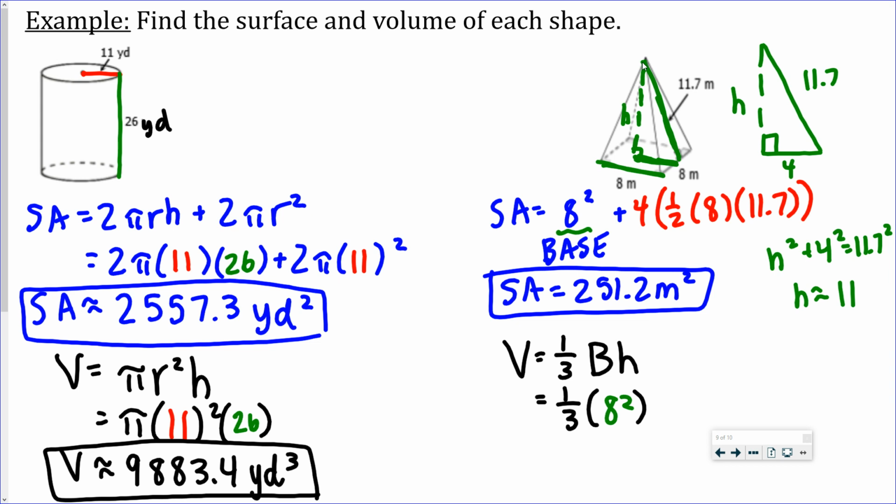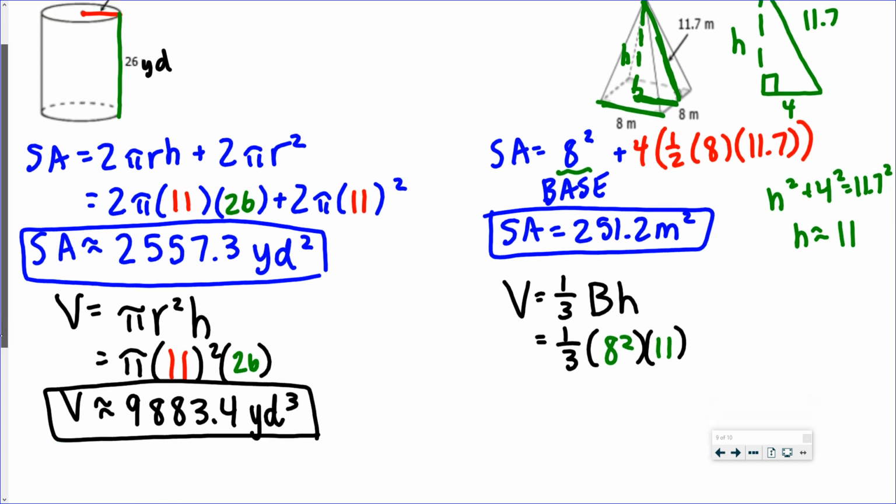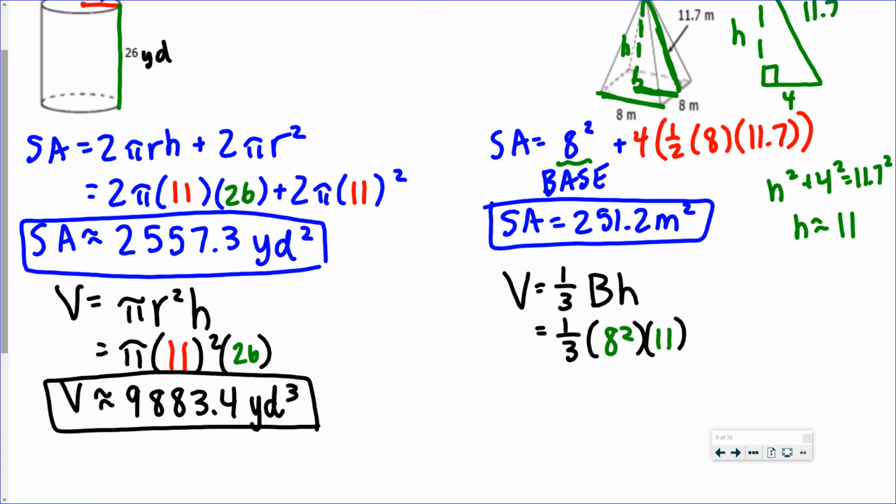And we're going to do one more like this. But that height would be about 11. Okay. And for that final answer, I got 234.7 meters cubed.